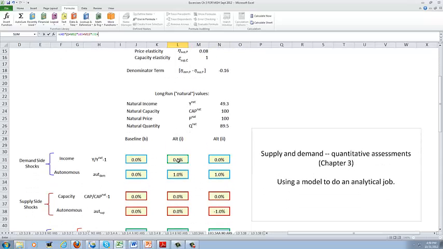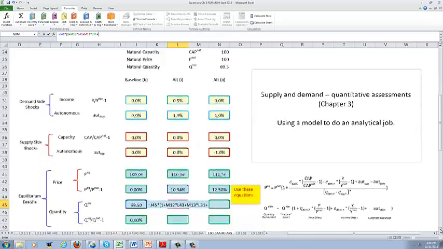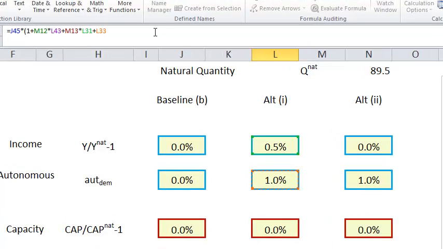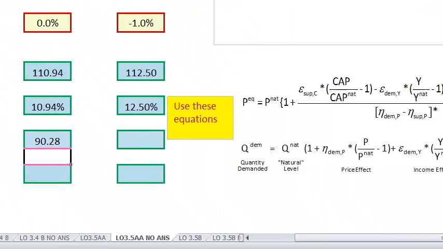Okay, and then our last guy here is the autonomous shock to demand. Do we have one? Yes, we do, because we said that the winter is going to be a little bit cold. On the quantity side, we could have done it from the supply side, but it really doesn't matter. At the end of the day, this is going to be a little bit easier calculation. I'm pinning down my parameters here, and there we go.